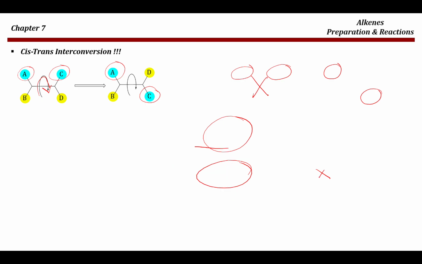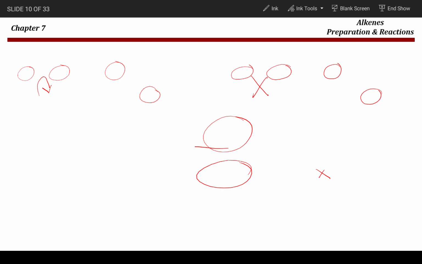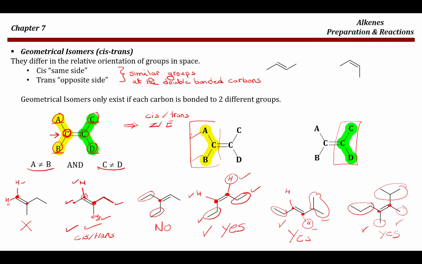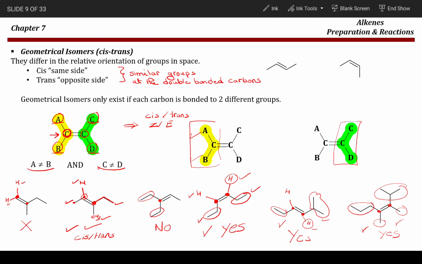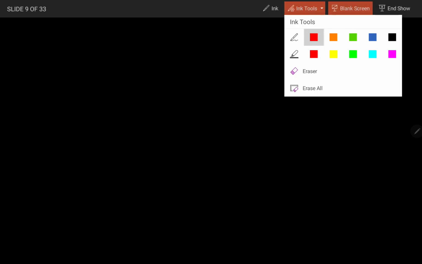Now, let's go back to the same examples and try to determine whether these are actually cis and trans isomers. So cis isomers are those isomers that have a common group on the same side. For example, if I have H here and H here, and then I could have, for example, CH3 here and CH3 here.